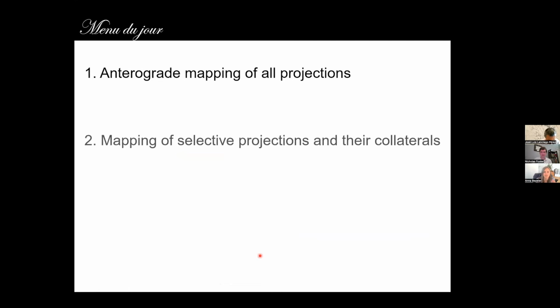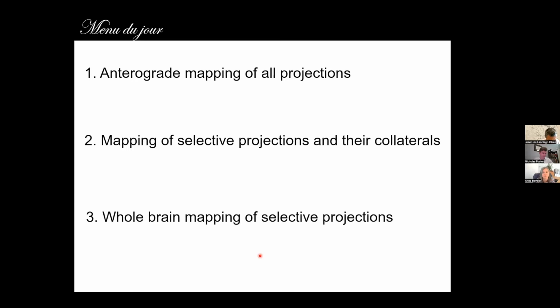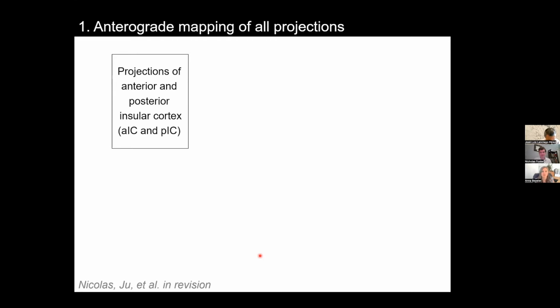Okay, so today I'm going to share 3 examples of experiments based on viral approaches. In the first one, we're going to see anterograde mapping of all projections of a specific brain region, then mapping of selective projections and their collaterals, and finally, the use of whole brain mapping for selective projections. So for the mapping of all the projections of one brain region, I'm going to use the example data from my lab on the anterior and posterior insular cortex.